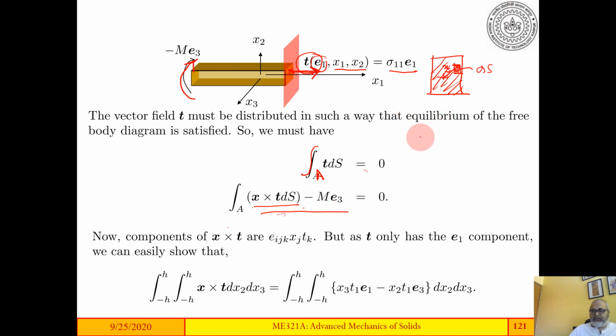These two equations have to be satisfied by your T, and we can simplify this a little bit. Let me draw the cross section a little more carefully. This is the cross section, from minus h to h, and then minus h to h again.